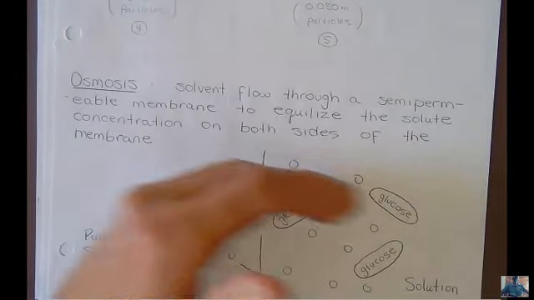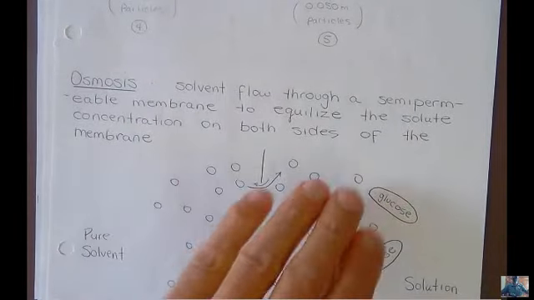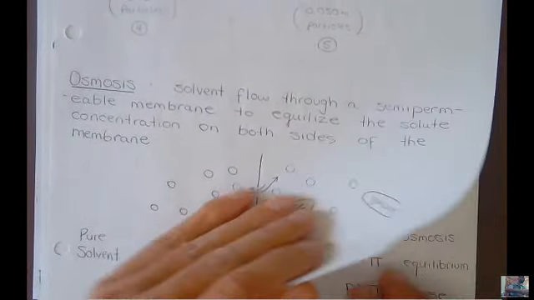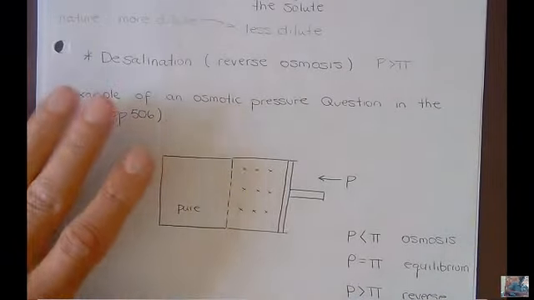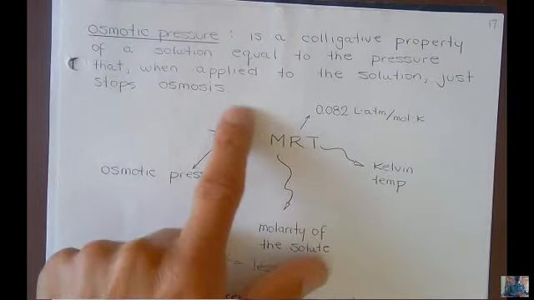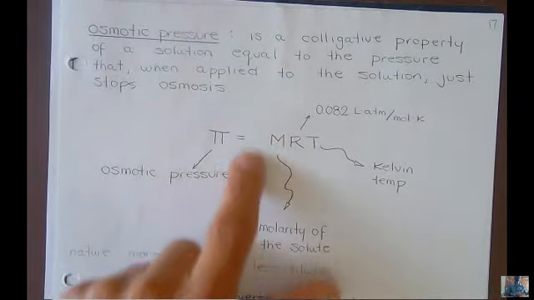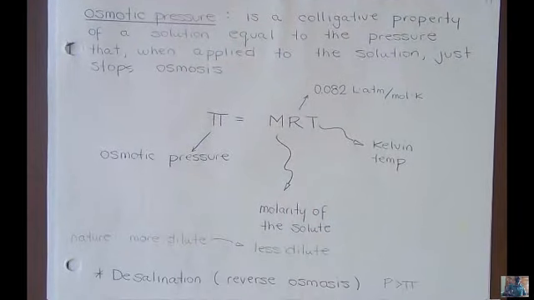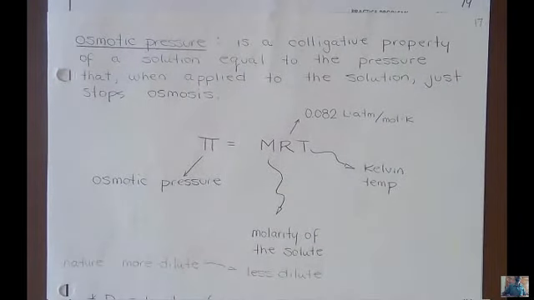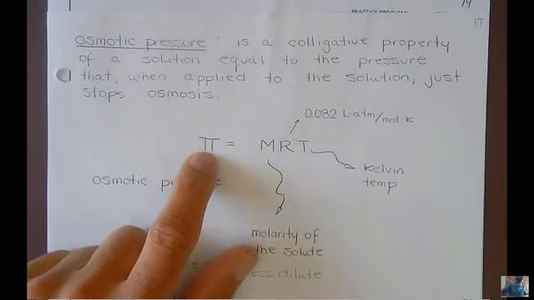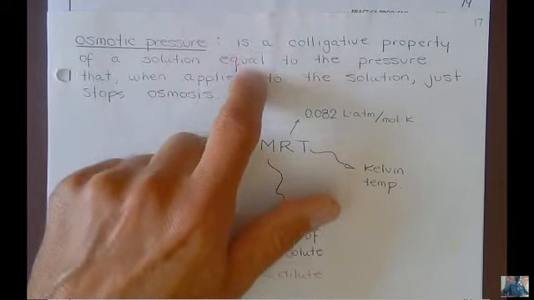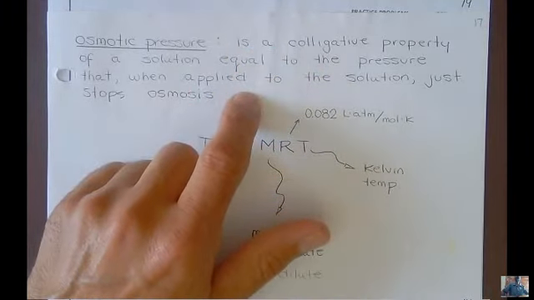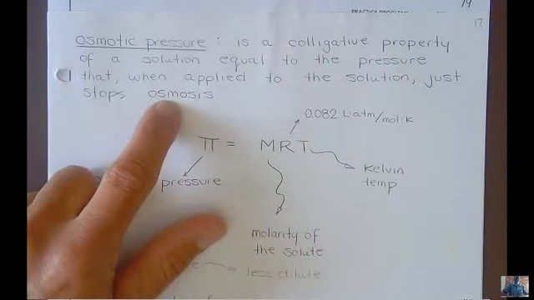Okay, so osmosis naturally goes this way. Reverse osmosis is you push the pressure back the other way. Okay, here's the formula, and then I'll show you a couple of other cool things from the book. Okay, so now the osmotic pressure is equal to the symbol pi. It's got nothing to do with circles, okay? It's just the same variable. So the osmotic pressure is the colligative property of a solution equal to the pressure that when applied to the solution just stops osmosis.